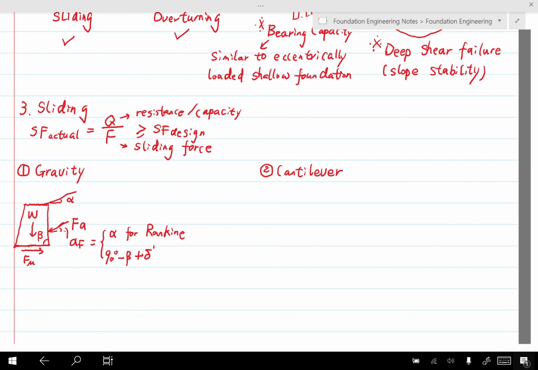So we know that for any force, we need three things. We need the magnitude, we need the direction, and we also need the position. That is the point of action. In this case, we know the magnitude is Fa. That can be obtained using the earth pressure theory. For the angle, this is what we get for alpha F. For position, no matter whether we're using Rankine's theory or Coulomb's theory, the distance between the point of action and the bottom will be 1/3 of h.